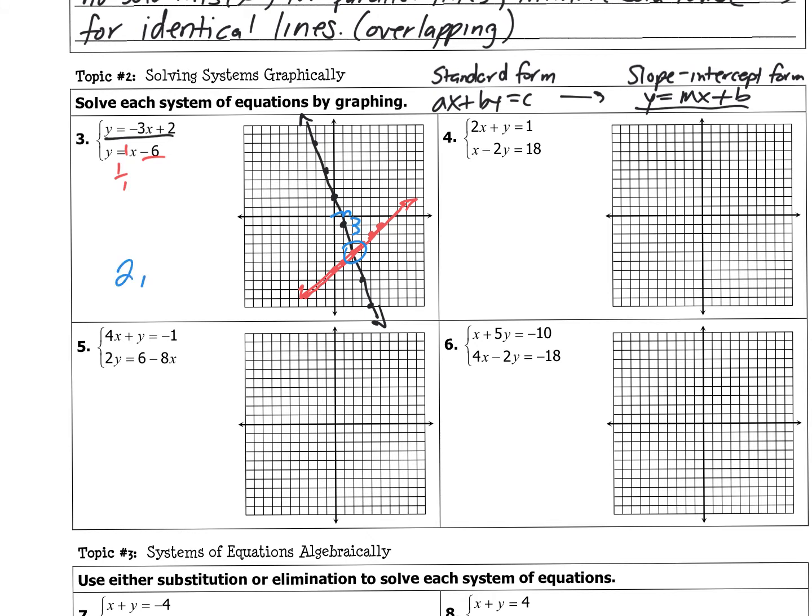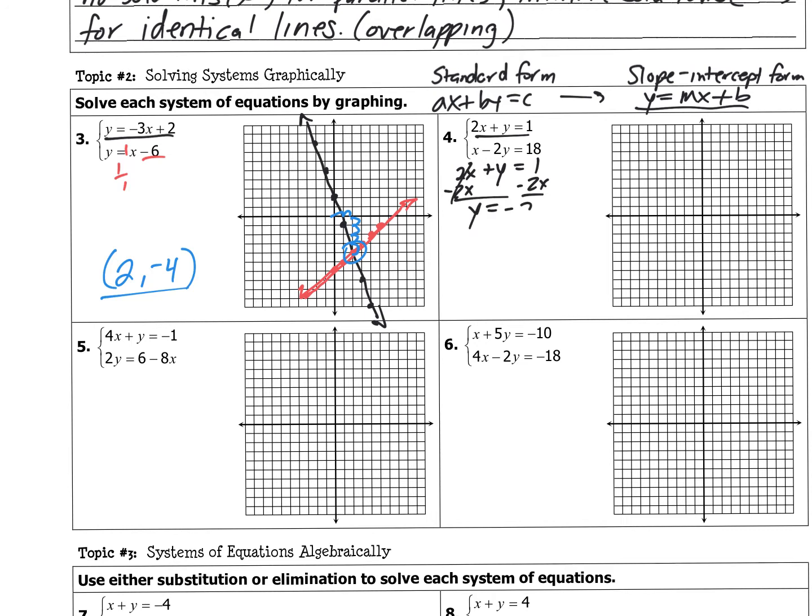-1, 2, 3, 4. So (2, -4) is the solution to this system. All right, number 4. I'm going to convert this equation to slope-intercept form, and it's the same process each time. Subtract 2x, so we're solving for y. This one's actually going to be a little easier.